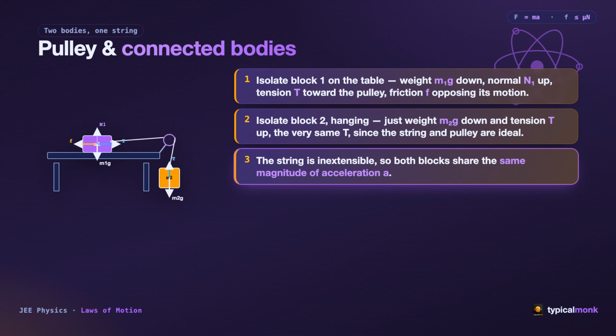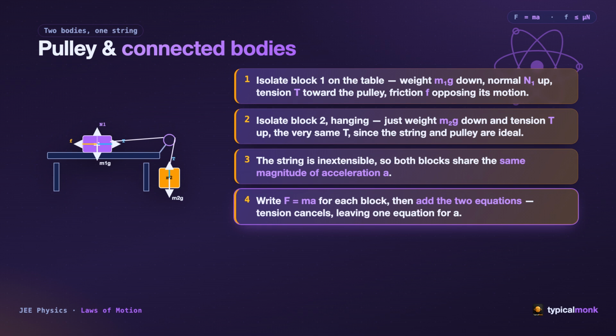The string is inextensible, so both blocks are forced to move through the same distance in the same time. The accelerations must have the same magnitude, which we call A. Write force equals mass times acceleration for each block on its own. Then add the two equations together. Tension cancels and a single equation gives you A and then T. John once tried solving this by writing one giant equation for both blocks together, tension and all. The moment he isolated each block separately, the algebra stopped fighting him.